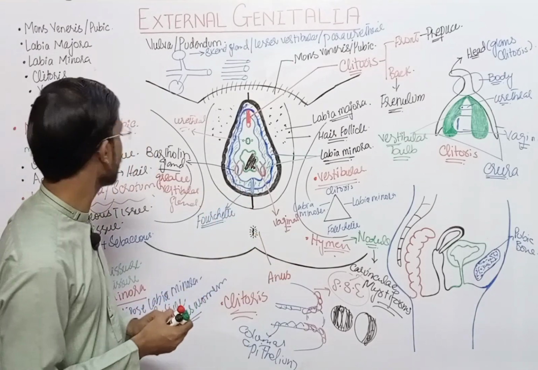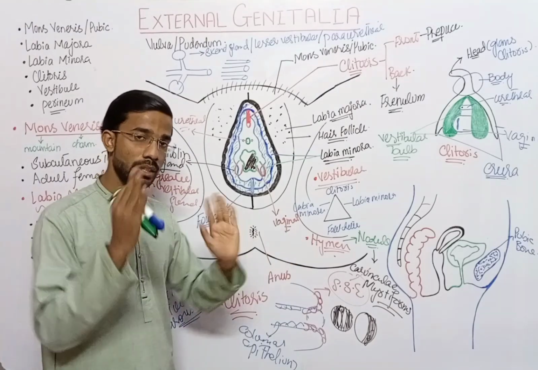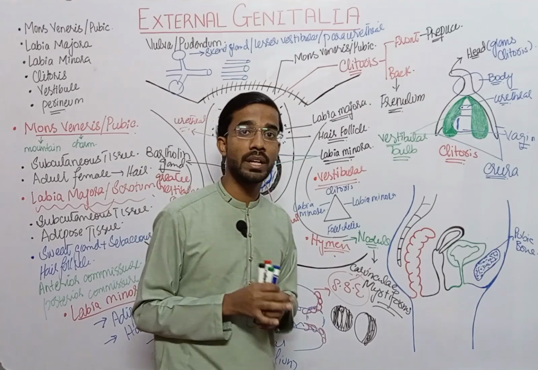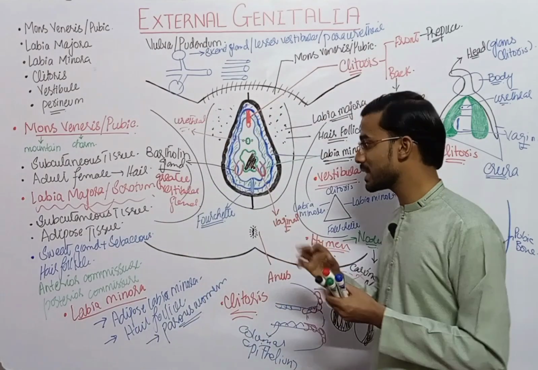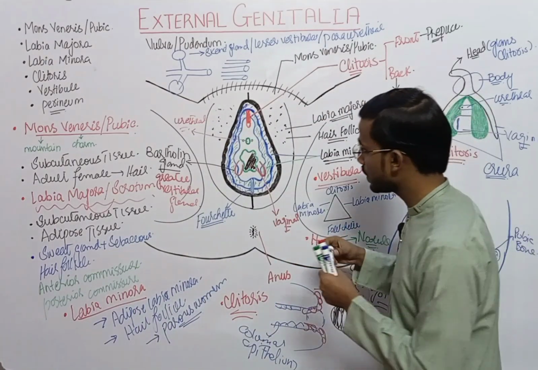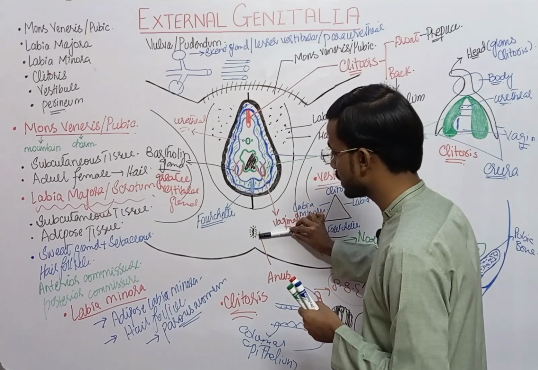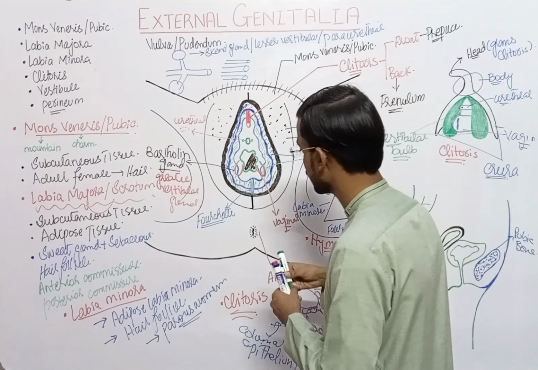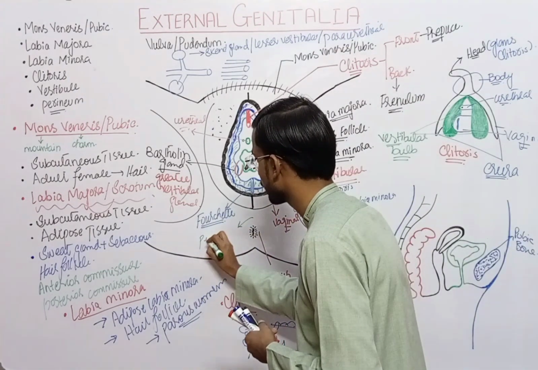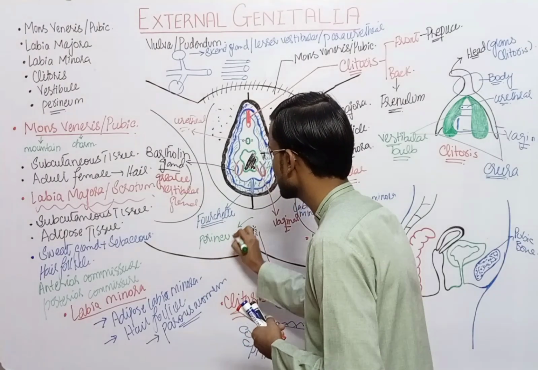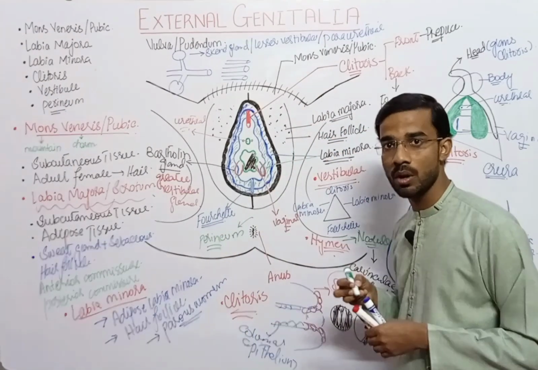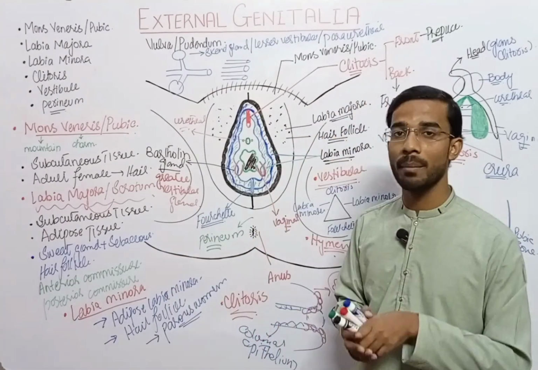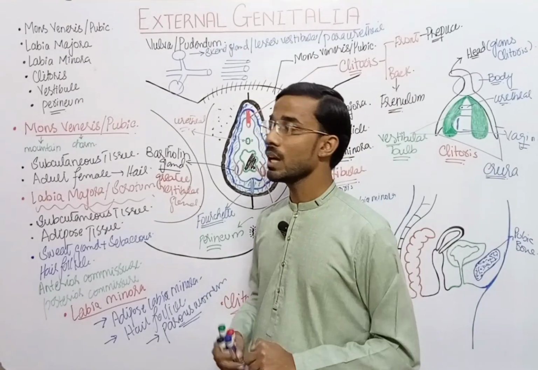Next, the last component. This is present in the vestibular region, and the last component is the perineum. Perineum is basically a space or the skin present between the vagina and the anus. The space which is present between the vagina and the anus is called the perineum. This is the skin which is present between these two components. So these are the mons veneris, labia majora, minora, clitoris, vestibule, and the perineum.